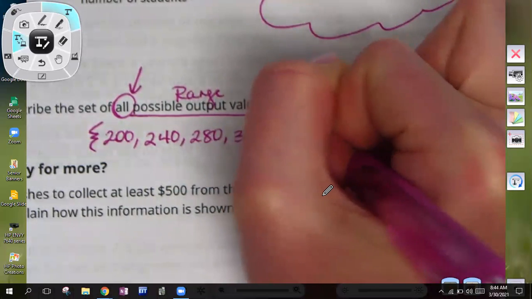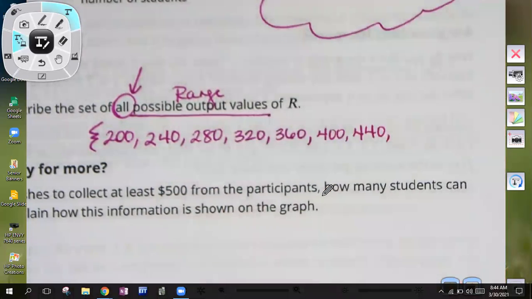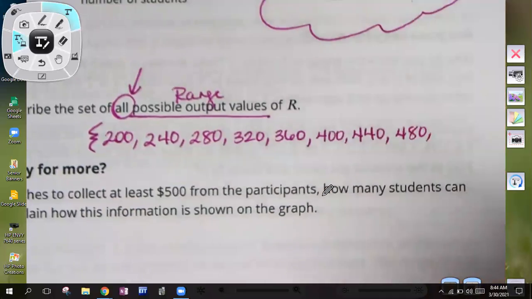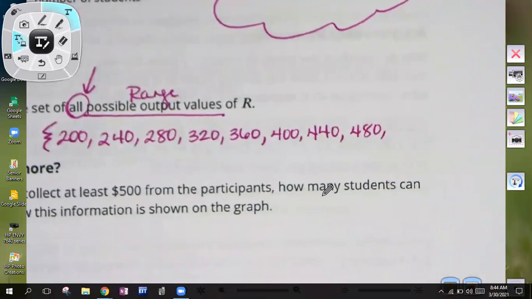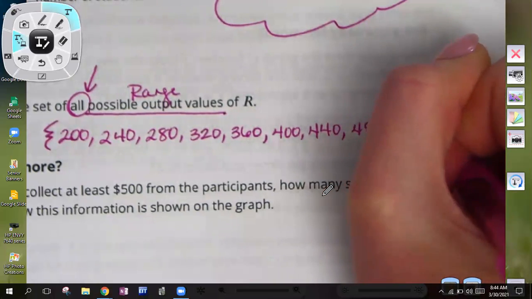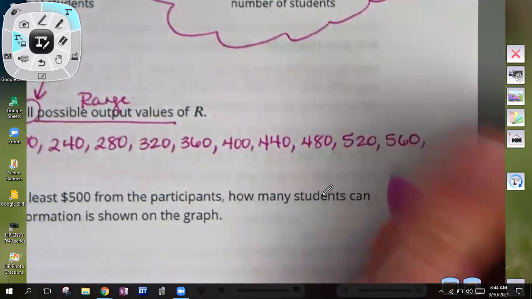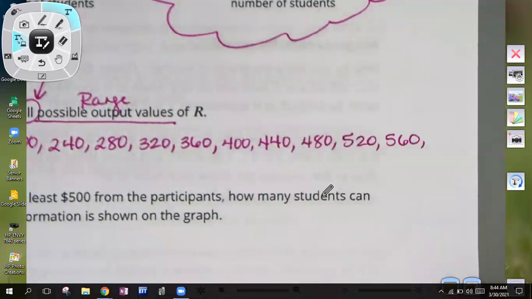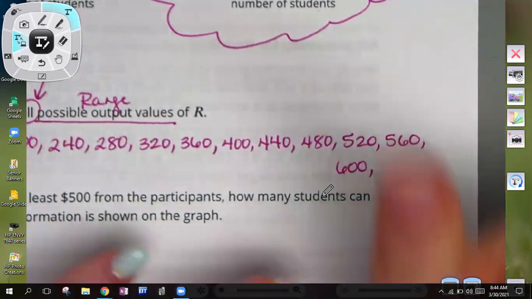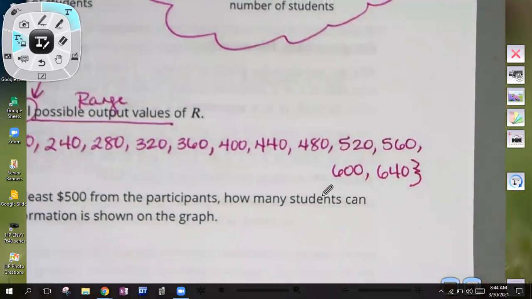Okay, so then we have 400, 440, 480, 520, 560, and then we have 600, and then it finally stops where? 640. 640 when we have 16 people go. That's a lot of numbers.